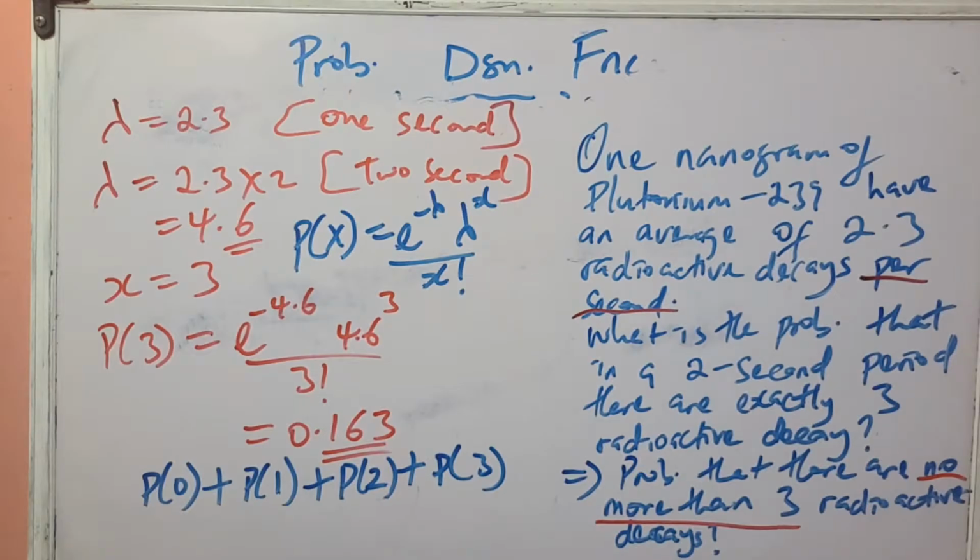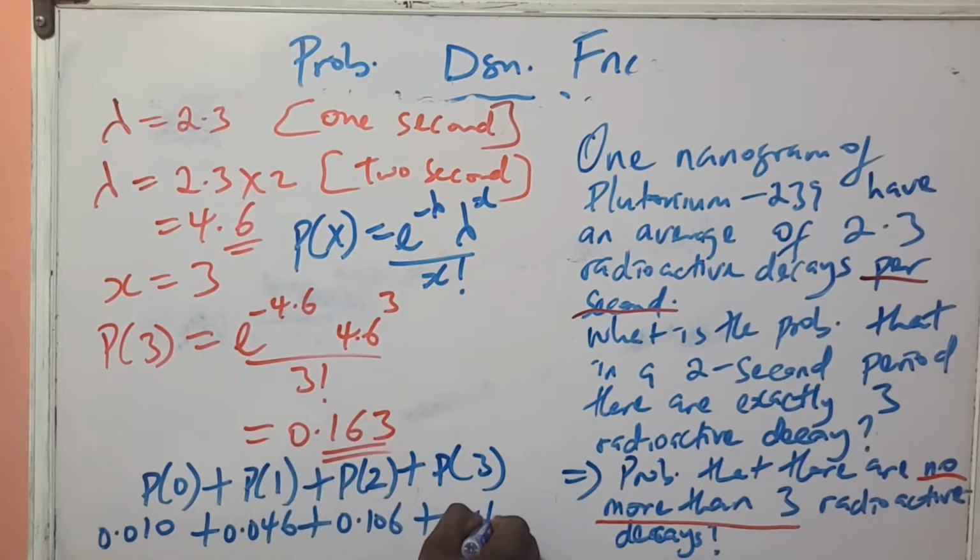All right. So if you go on to solve for this, I believe for the probability of x being 0, you should get an answer of 0.010. For that of 1, you should get 0.046. For that of 2, you should get 0.106. For that of 3, which we have done before, you got 0.163. So if you add all this up together, what's the answer that you'll be arriving at? Of course, you'll be arriving at an answer of 0.326.